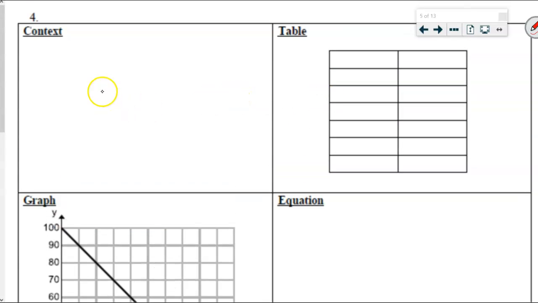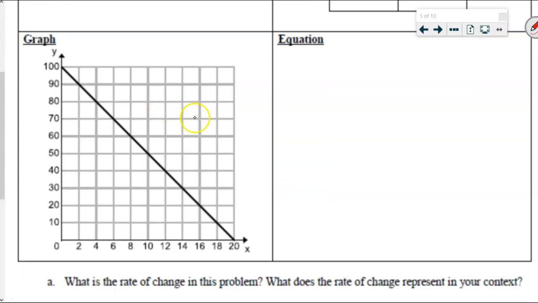This time, no story, no table. All I give you is a graph. Okay? And there's no labels at all. I don't tell you what the X represents. I don't tell you what the Y represents. You just need to come up with some situation where it would be decreasing by this amount. Okay? Notice where it's starting. We can still see the starting value or the initial value, the y-intercept.